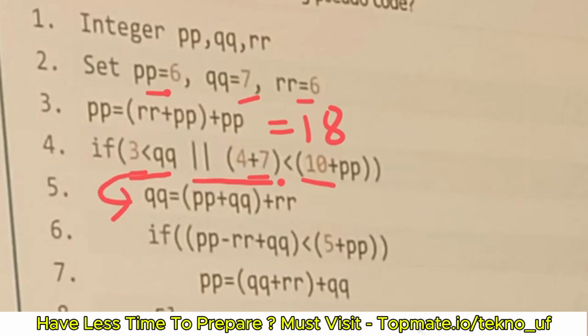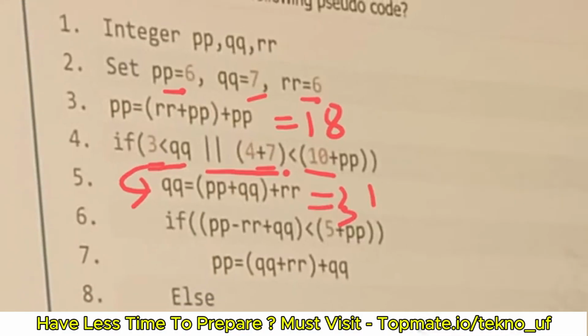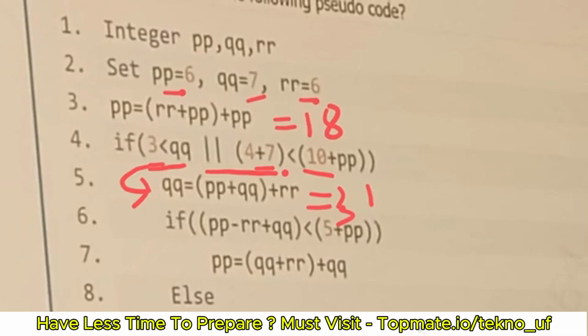Okay, so Q is equal to P plus Q plus R. The new value of Q becomes P plus Q, means P is 18, Q is 7. So 18 plus 7 is 25 plus R is 6. So this becomes 31. Okay, this becomes 31. Q value is 31. And again we are checking the if condition. If P minus R plus Q, P minus R, that is P is 18, R is 6. So 18 minus 6 is equal to 12 plus Q is 31. 12 plus 31 is 43.